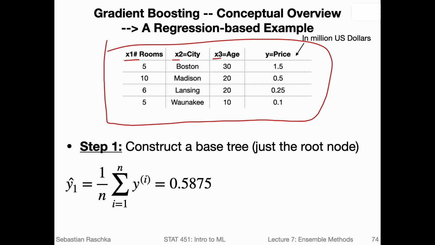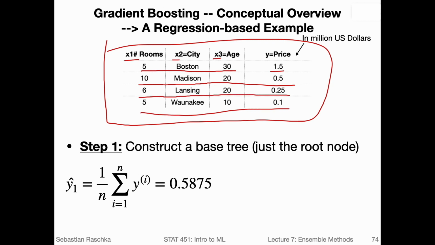And let's say in Boston, if we have a house with 5 rooms that is 30 years old, it would cost $1.5 million. In Madison, 10 rooms, 20 years old, it would cost $500,000. I think this is approximately realistic, but it's just a toy data set, of course. Then I have the cheaper houses even in Lansing and even cheaper in Warneke.